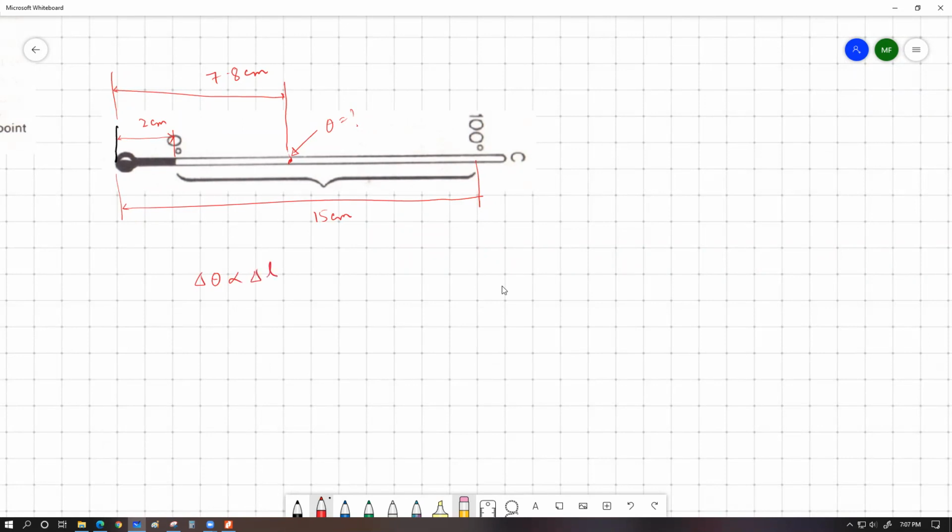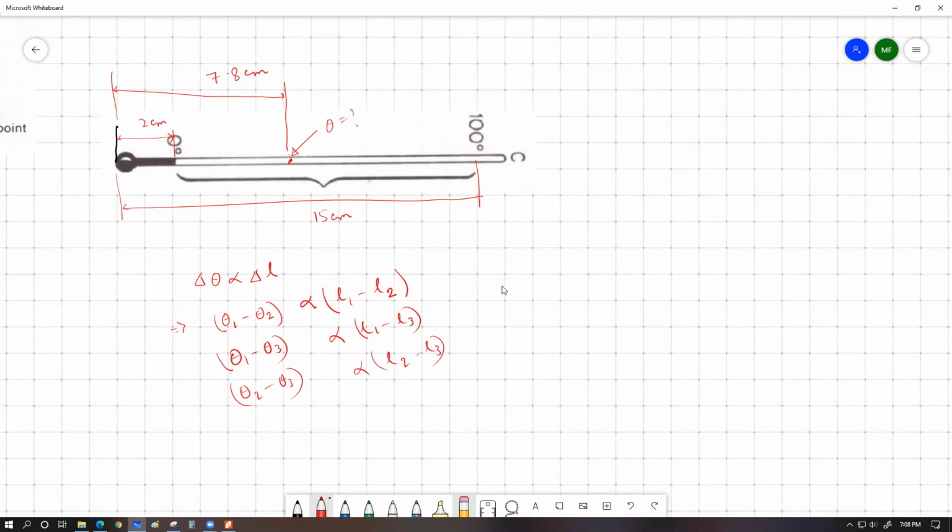delta L. So I can write theta 1 minus theta 2 should be proportional to L1 minus L2. Similarly, I can also write, let's say, theta 1 minus theta 3 would be proportional to L1 minus L3 if we have another L. Similarly, theta 2 minus theta 3 should be proportional to L2 minus L3. I can write a lot of equations like this. The whole idea is that we have to use the same thing.